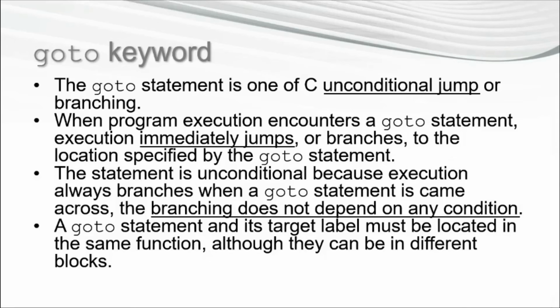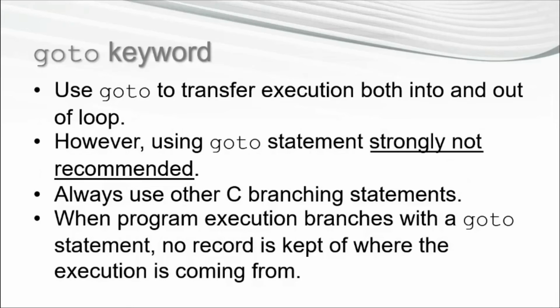That is, its target label must be located within the same function, although it can be in a different block. It can be in a different block of an if condition or in a different looping condition, but it should be within that particular function itself. We can use goto to transfer execution both into and out of a loop.